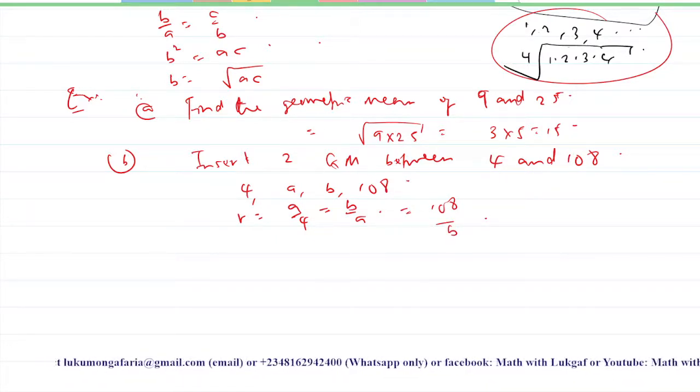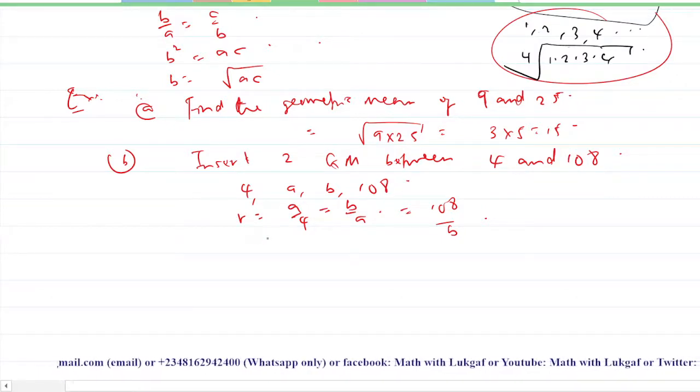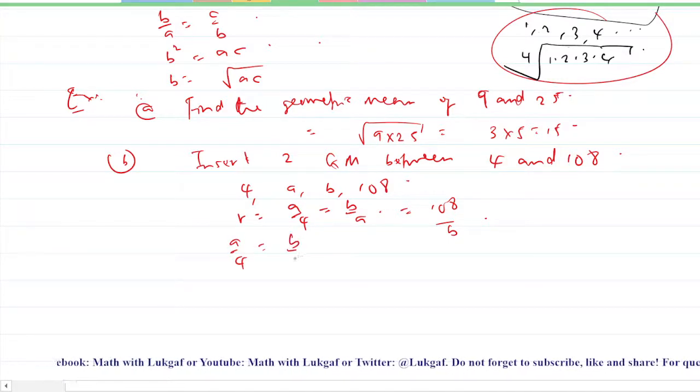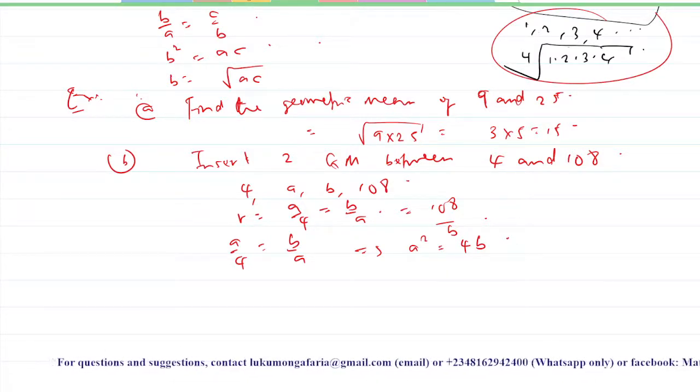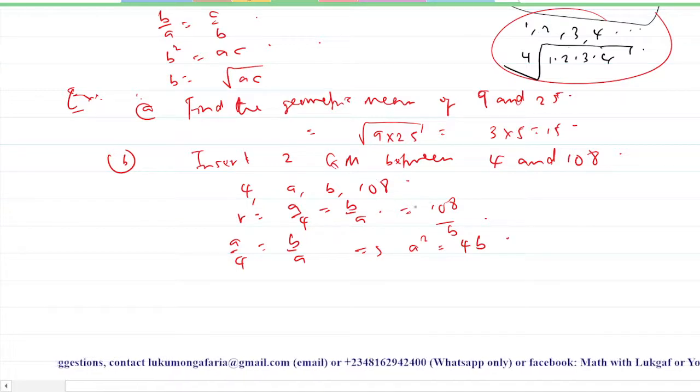So then from here, you can say A divided by 4 is equal to B divided by A. That implies that your A squared is equal to 4B. Likewise, you can marry these guys together.